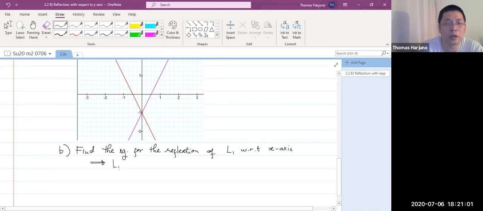So that line, x-axis, let me call it that way, that will be replace the y by negative y, and the x stays the same. Okay, but that's not the slope-intercept form. In slope-intercept form, it will be negative of 2x minus 1, which will be y equals to negative 2x plus 1.